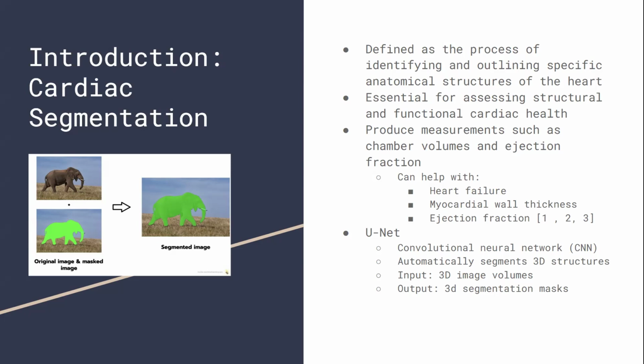There are binary masks, which is the example of the elephant here, where the model applies zeros for background voxels and ones for whatever the region of interest is. In this case, it would be the elephant. So the model would apply ones and color the region of the elephant green, and that would be the mask. The segmented image would be the mask and the original image laid on top of one another. You can see that the mask clearly outlines the elephant in the outputted segmented image.